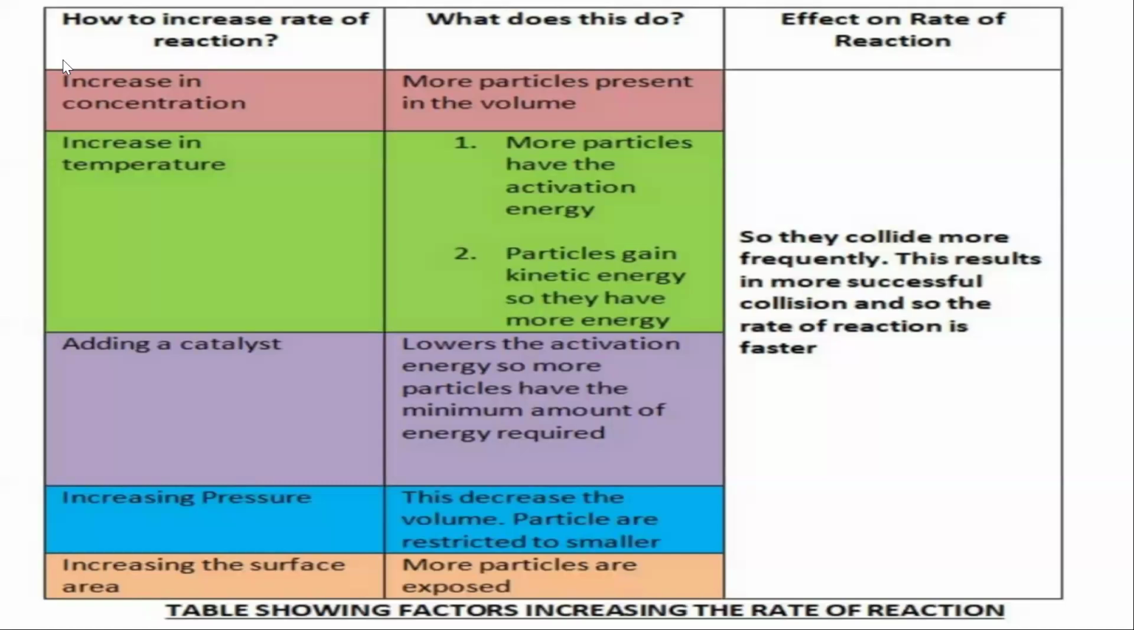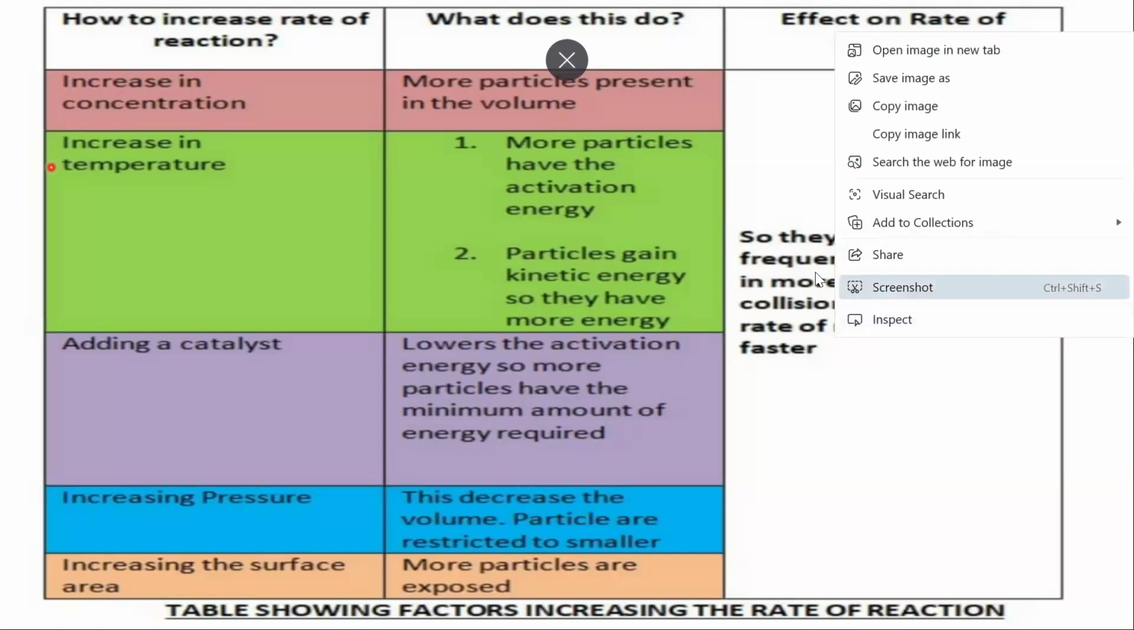Now, the first one we want to look at is increasing the concentration of the reactant. What increasing concentration of reactants does is give more reactant particles, so more particles are present in the volume. If we have more reactant particles, they are going to collide more frequently. This results in more successful collision, and so the rate of reaction is fastest, right?